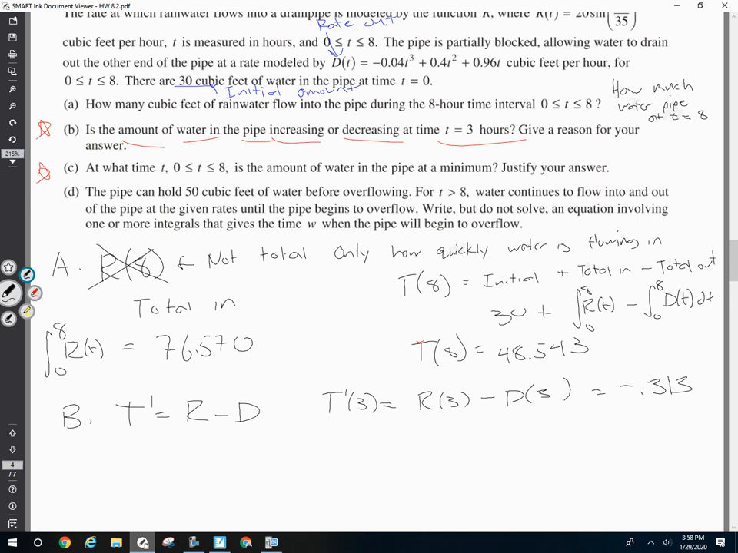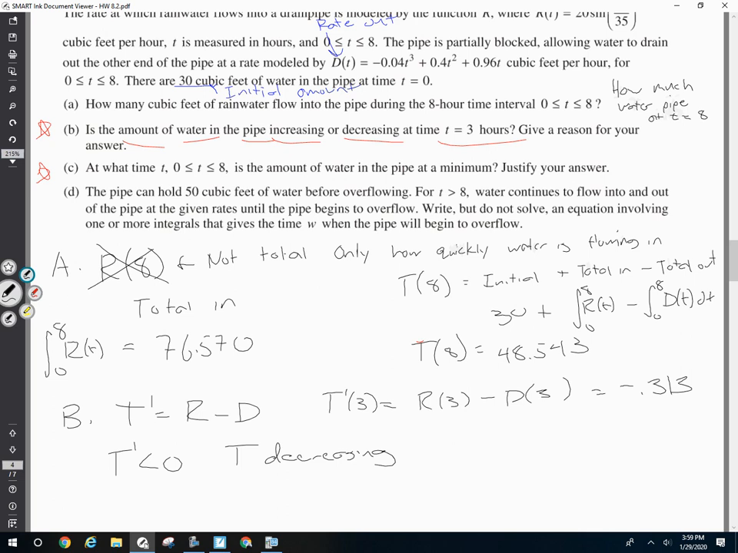What is our answer? Because we haven't answered anything yet. The question is, are we increasing or decreasing, and justify? Decreasing, and what's your justification? Or what's another way that's even easier, referencing what we just did? T prime is negative, right? So T prime is negative. T is decreasing. Could you say the rate out is bigger than the rate in? Yes, you could say that. That would be perfect.